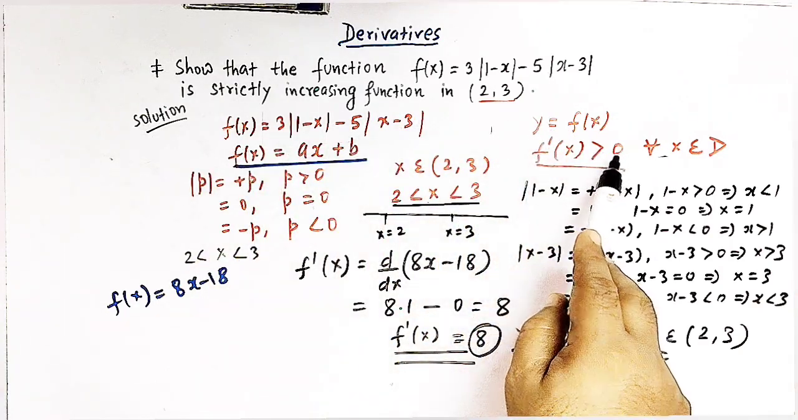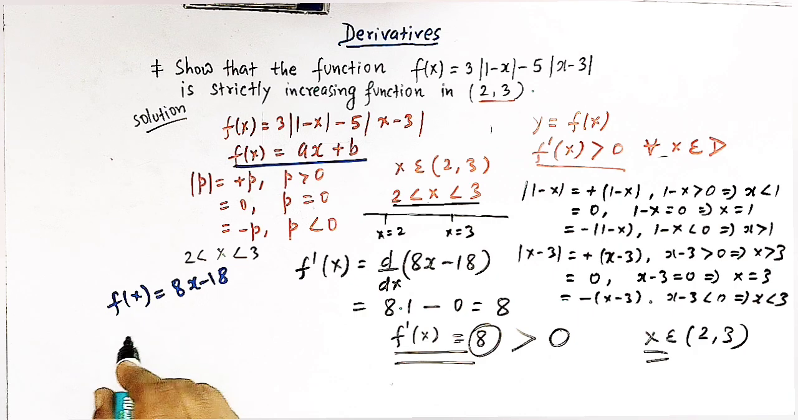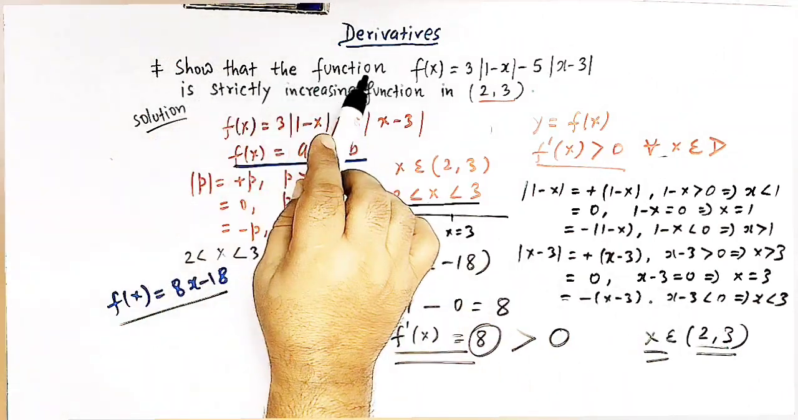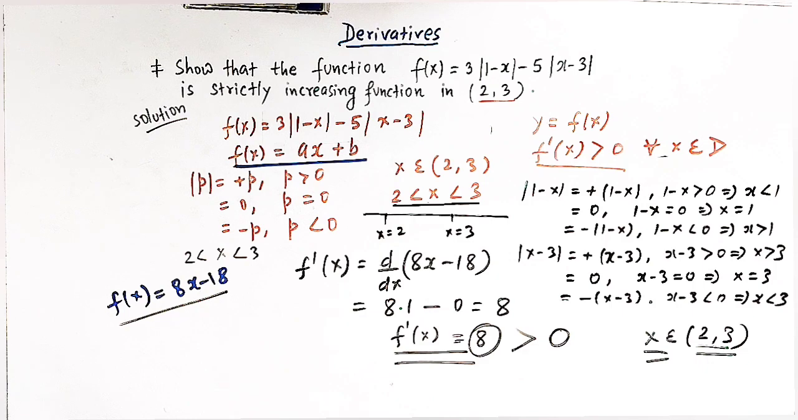So this shows that the definition of a strictly increasing function, that is f prime of x greater than 0, is satisfied by this function in this interval, that is x belonging to (2, 3). So f prime of x is always going to be greater than 0, because 8 is a constant and it is greater than 0 for all values of x belonging to this interval. Hence this function is a strictly increasing function in the given interval.